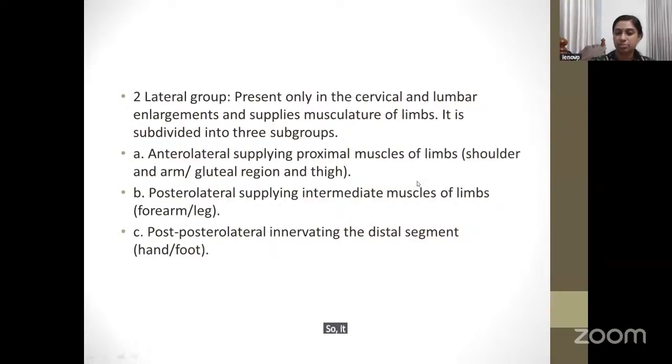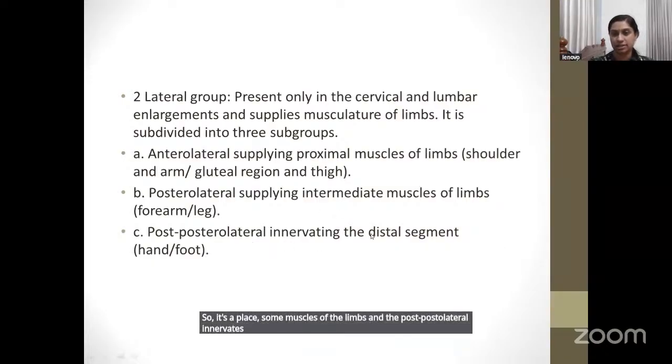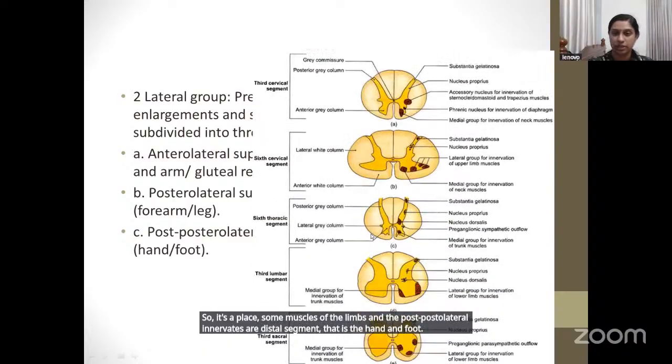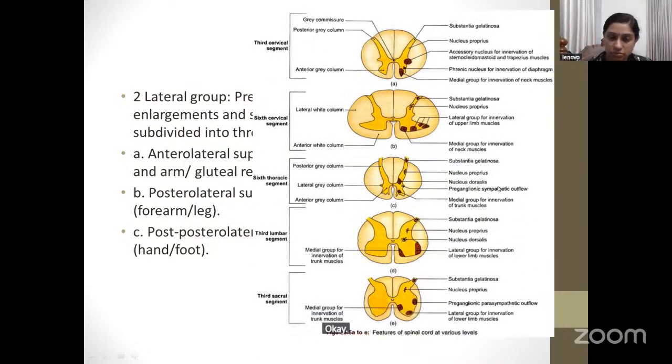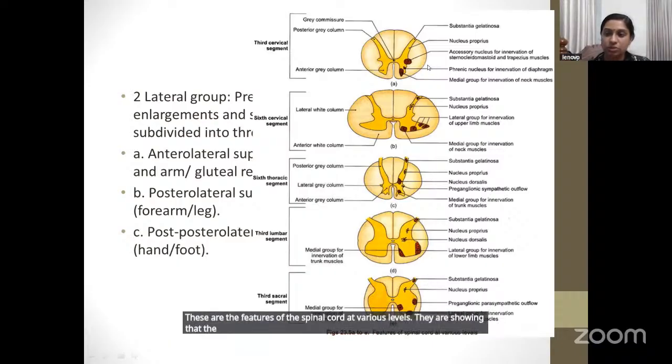So it supplies the muscles of the limbs, and the posterolateral innervates the distal segment, that is the hand and foot. So these are the features we have already mentioned and shown. These are the features of the spinal cord at various levels, showing that different nuclei are present at different levels of the spinal cord. Only some nuclei, like the median nucleus, are present in every section of the spinal cord.